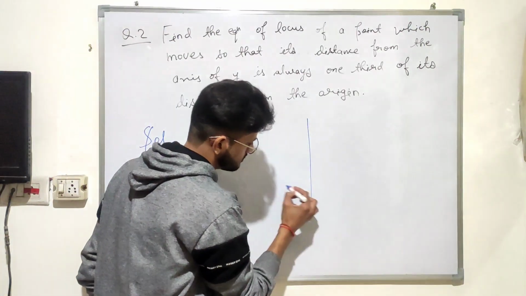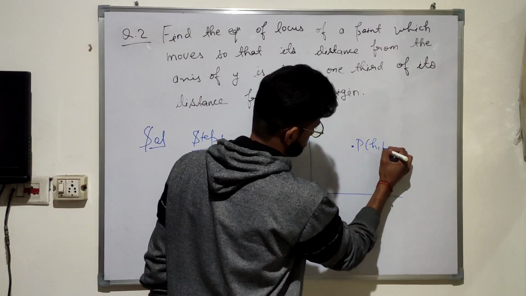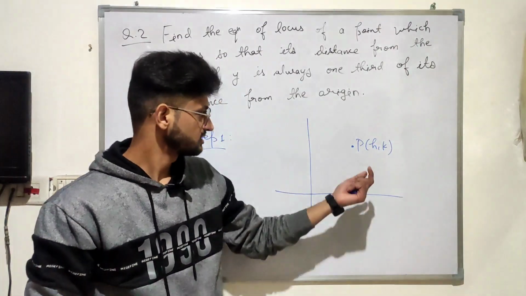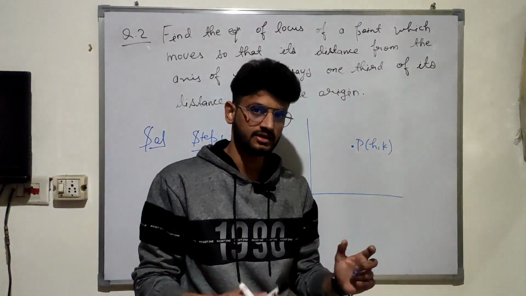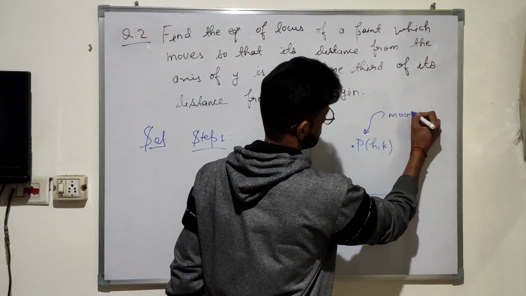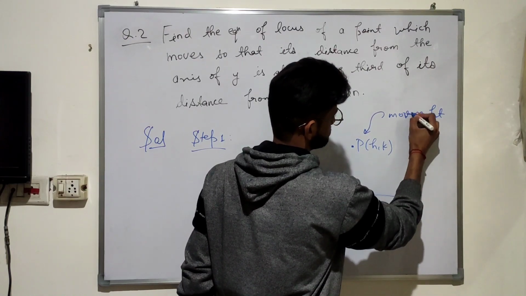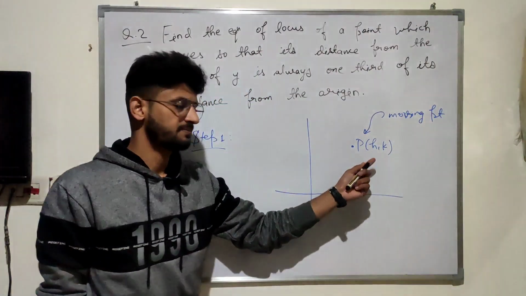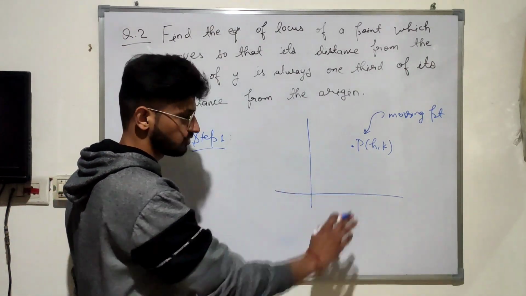So basically two distances are involved. Let's say this is the moving point P (h, k). In order to plot the rough sketch, we have taken point P as (h, k). This is the moving point. So h comma k is the coordinate for this point, and step 1 is to plot the graph.